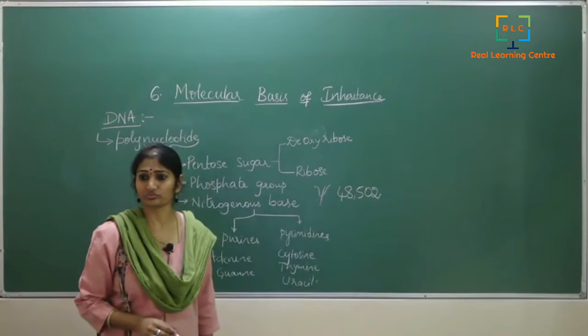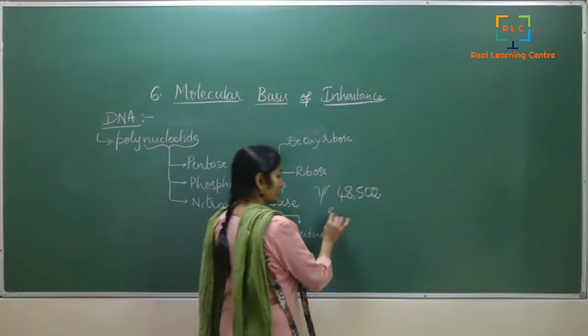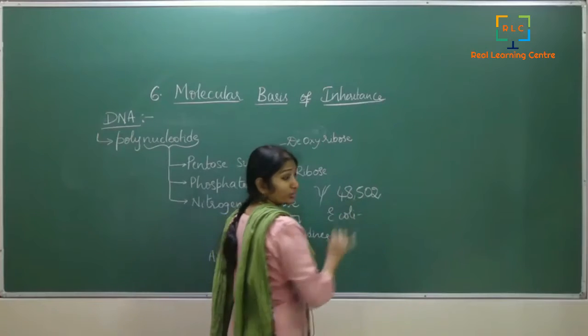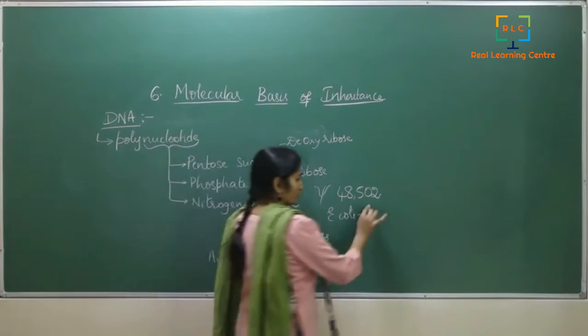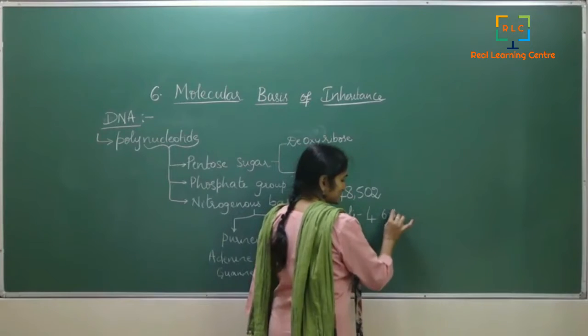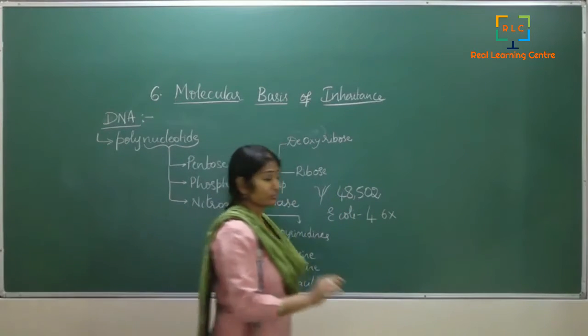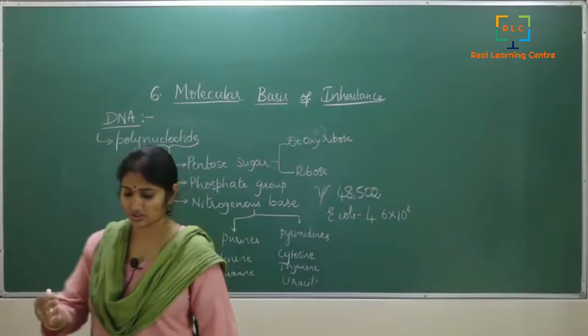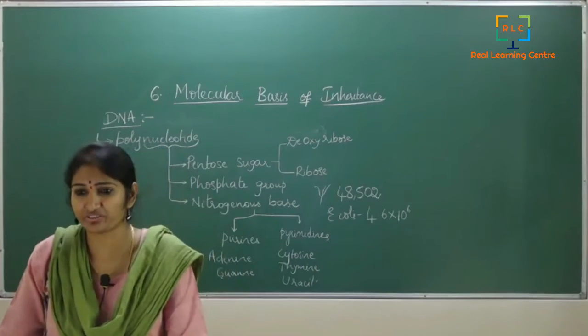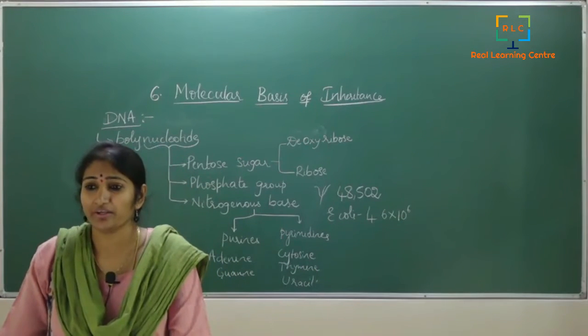Then we have E. coli. Now in the case of E. coli, it has 4.6 into 10 to the power of 6 base pairs. It's called a base pair. I'll tell you what a base pair is later. That is the content there.